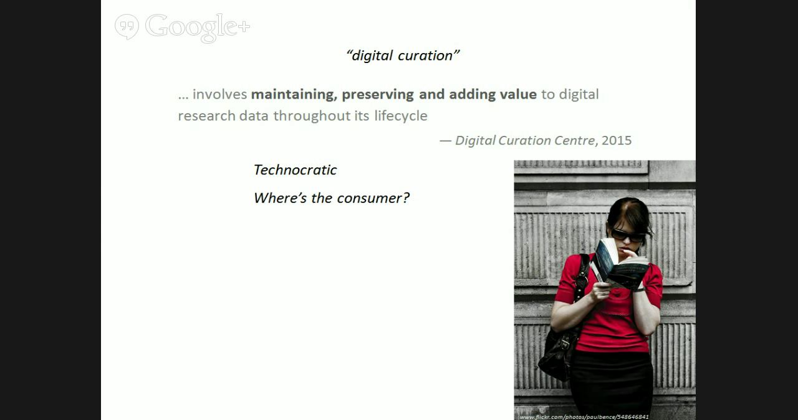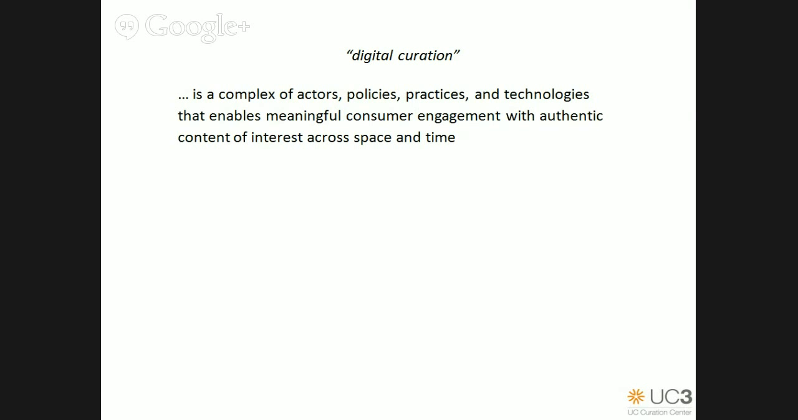So we have come up with an alternative formulation. It is a little bit longer and a bit more dense. And in the interest of time, I'm only going to try to highlight and unpack two of the key terms. But we consider digital curation to be a complex of actors, policies, practices, and technologies, enabling meaningful consumer engagement with authentic content of interest across barriers raised by space and time.